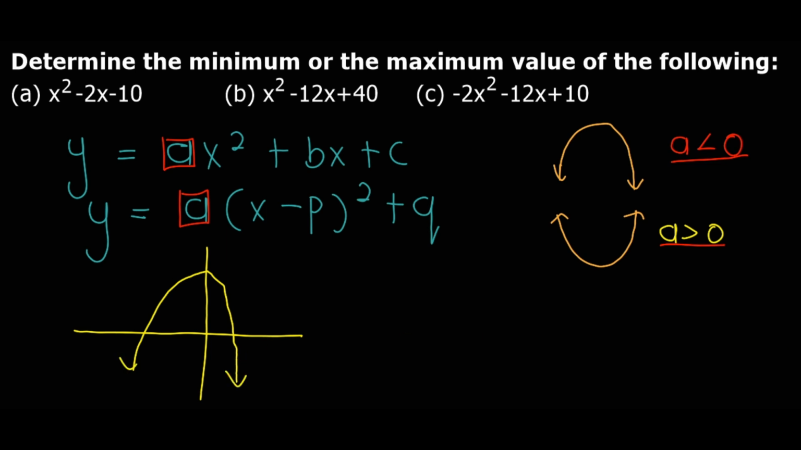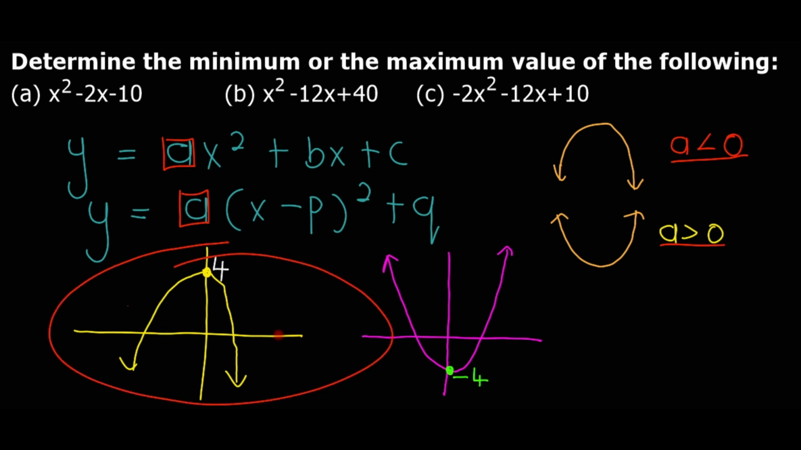And then let's say we have another parabola in this way. Let's just say this value is positive 4. And then let's just say this one is negative 4. Let's observe that the graph has the maximum y value. Looking at this graph, you can see that it has the maximum.